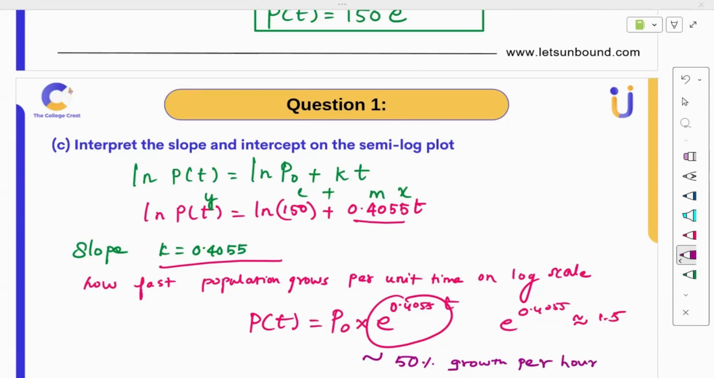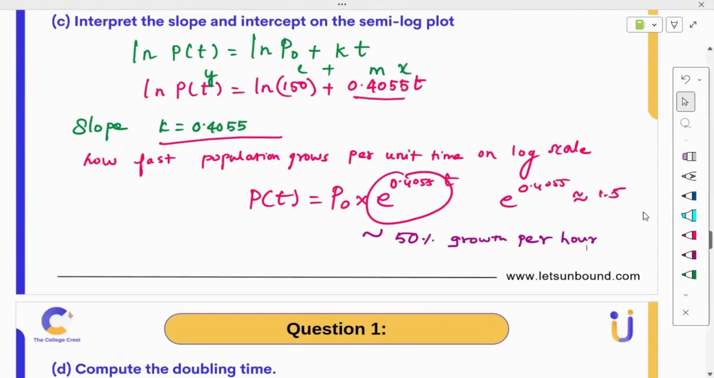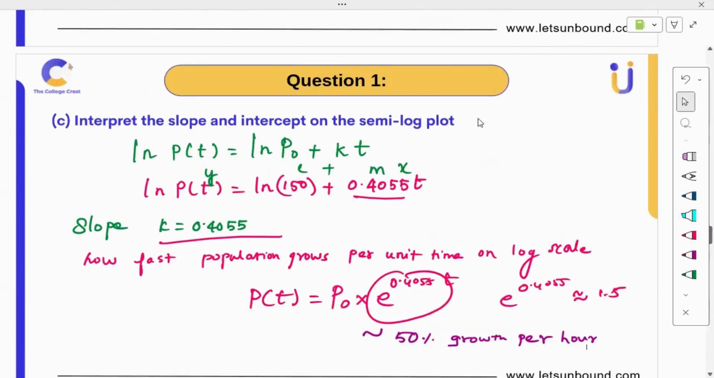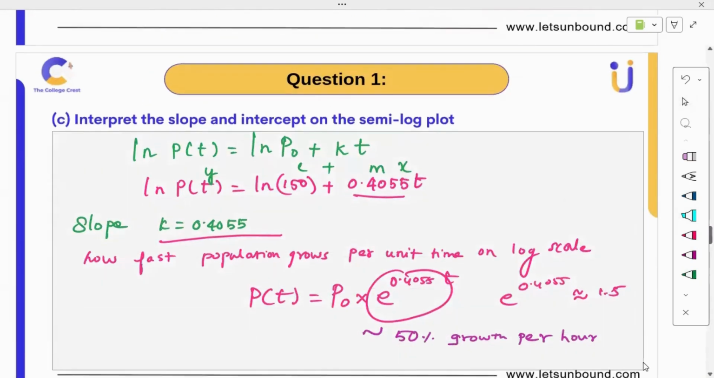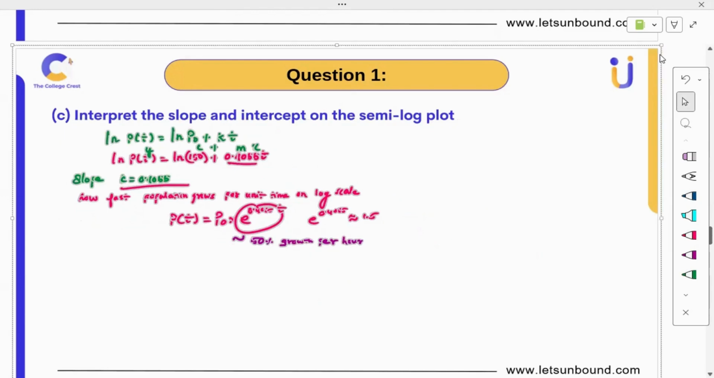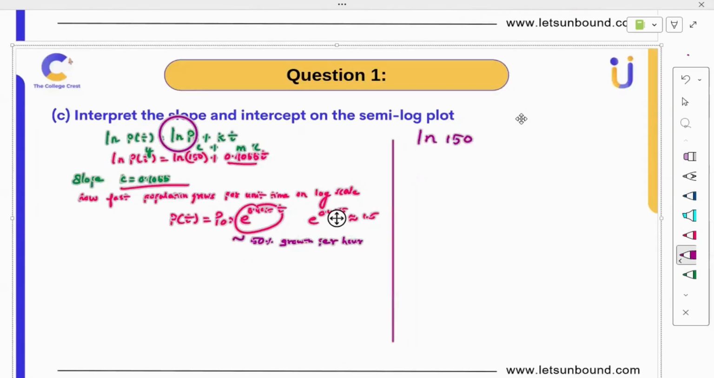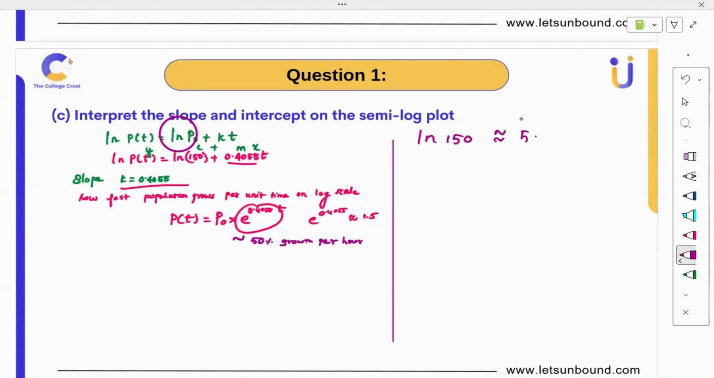And coming to the y-intercept interpretation. The y-intercept is ln P naught, that is ln 150, which is approximately 5.01. So this is the value.